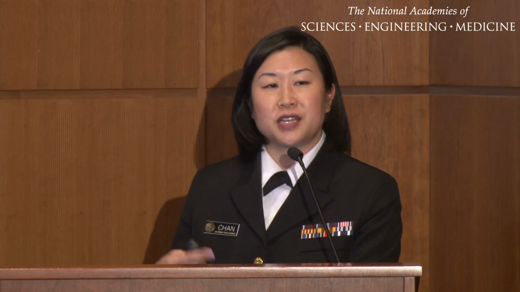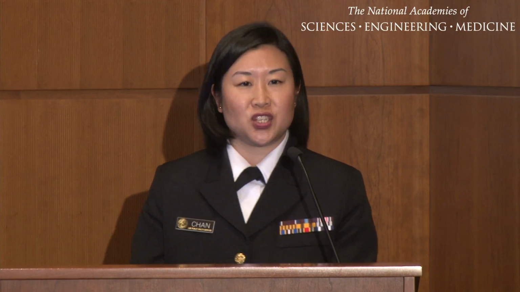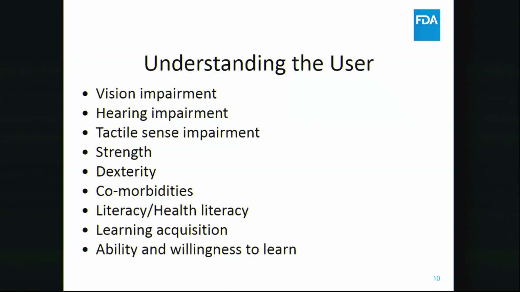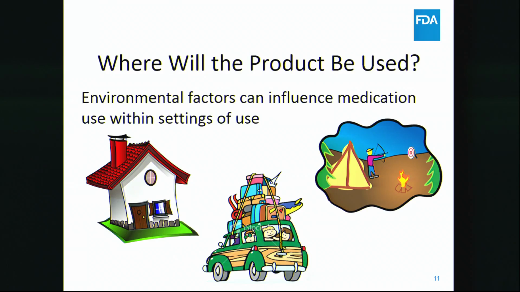So, we have to understand, based on this indication that the drug is seeking, are there going to be vision impairment considerations, hearing impairment, tactile sense impairment, strength, dexterity, comorbidities, et cetera. The list goes on, that can affect how a user is going to interact with the labels, the labeling, the packaging that's going to be put in front of them, and how it's going to affect their ability to comprehend the information put in front of them.